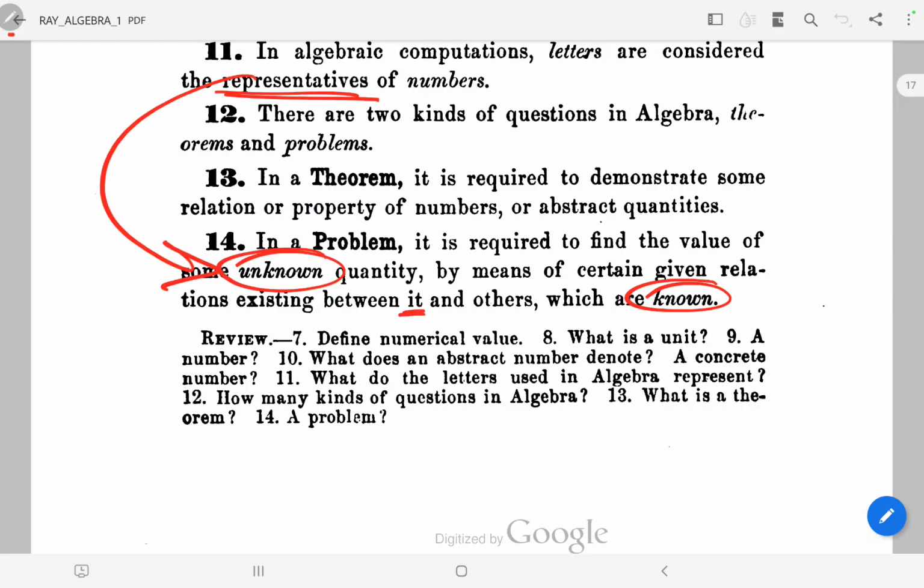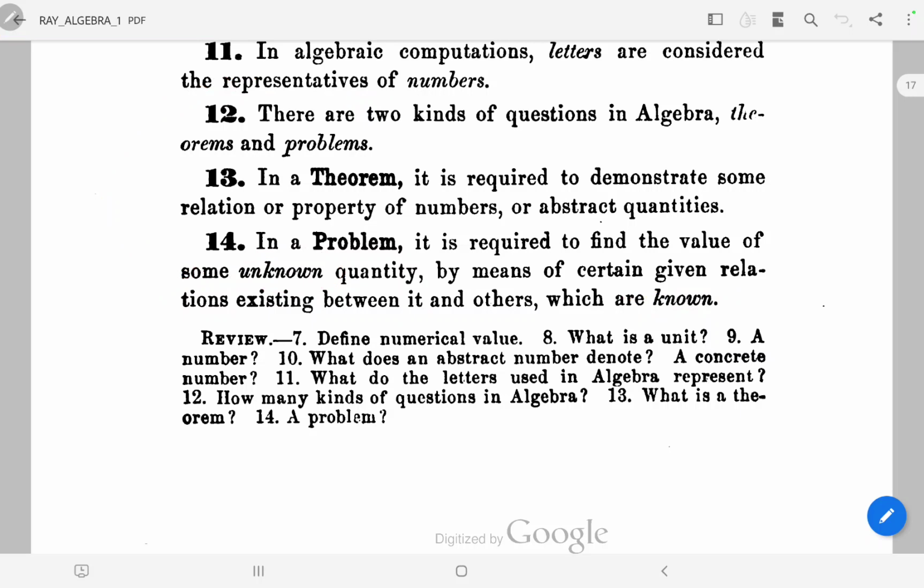And sometimes we use letters to represent known numbers or known quantities. And we'll see how that works later on. But understand, in a problem, we try to find the value of some unknown quantity. And we try to figure out the value by thinking about quantities that are known and how they relate to one another and how they relate to this unknown quantity. Because we're working with unknown quantities, we represent those quantities with letters because the numbers are unknown.